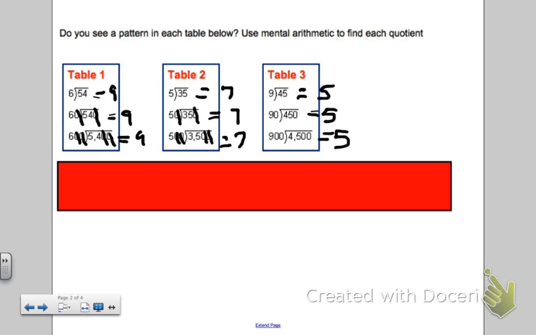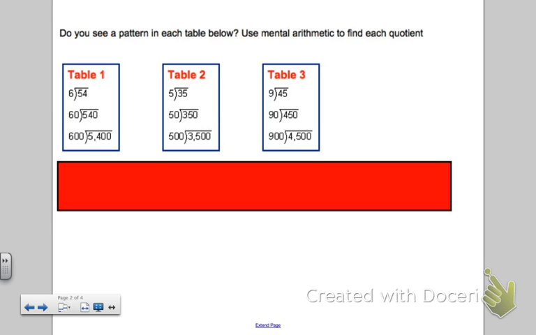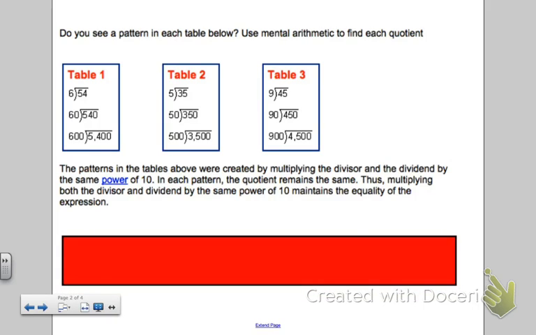Well, what's the reasoning behind this? And I'm going to tell you what that is. Take a look underneath here. The patterns in the tables above were created by multiplying the divisor and the dividend by the same power of 10. In each pattern, the quotient remains the same. Thus, multiplying both the divisor and the dividend by the same power of 10 maintains the equality of the expression. Meaning, if you multiply the divisor and the dividend by the same power of 10, it really doesn't change the problem. You're going to get the same quotient either way.